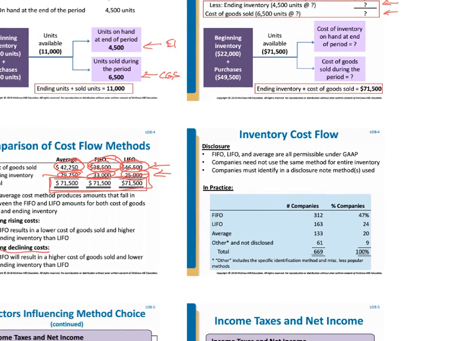In terms of disclosures in the financial statements, remember that all of these methods are permissible under GAAP, but companies must identify in a disclosure note which method is going to be used. And keep in mind that you don't have to use the methods uniformly across all inventory items that you have. You can choose between which method is most appropriate for the type of inventory that you have, even within the same company.